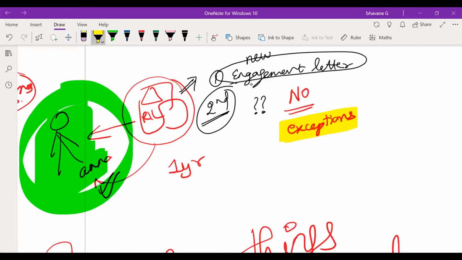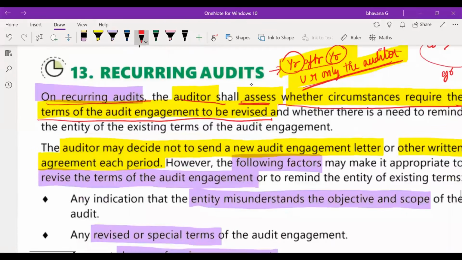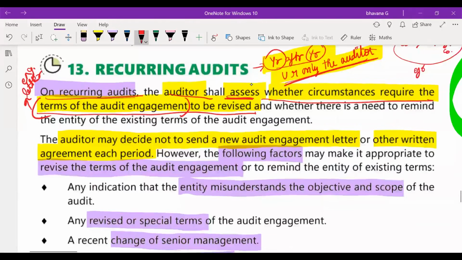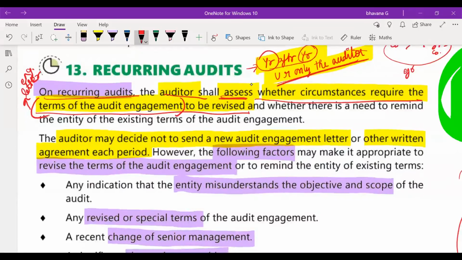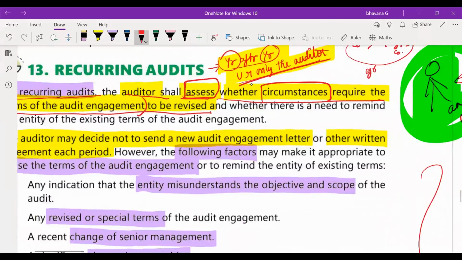Should I explain it once more? So here we are going to read. They tell you that on recurring audits, the auditor has to check whether circumstances require the terms of audit engagement to be revised. What does terms of audit engagement refer to here? It is nothing but your engagement letter. So the auditor must check whether these few circumstances require the terms of audit engagement to be revised.